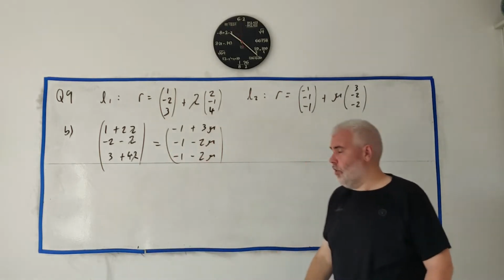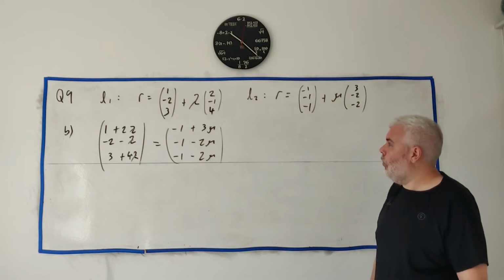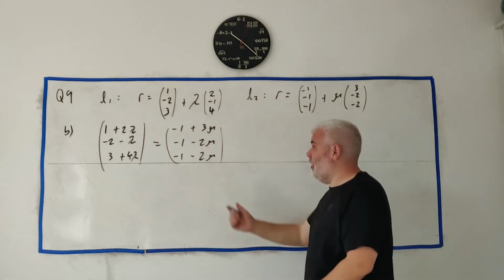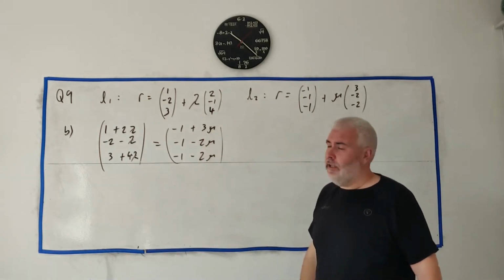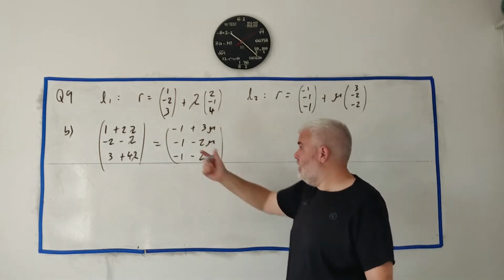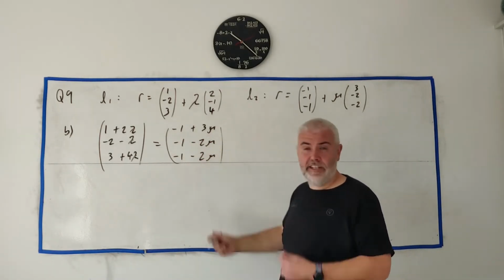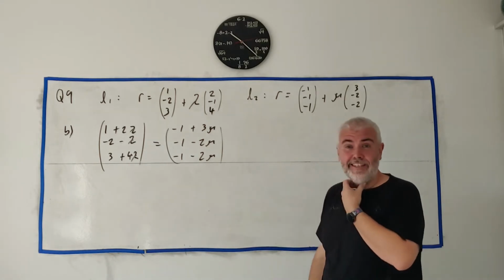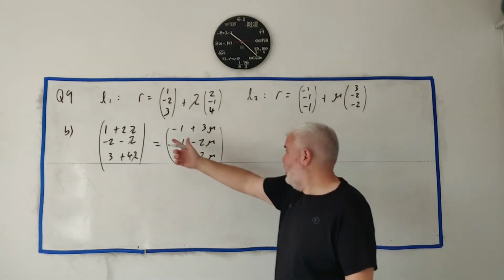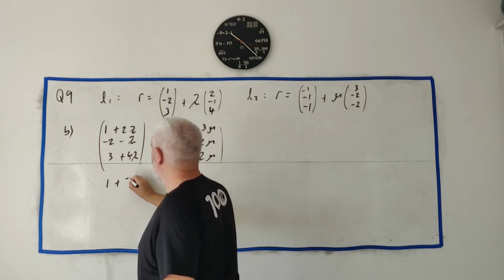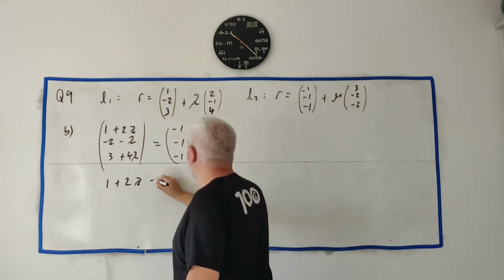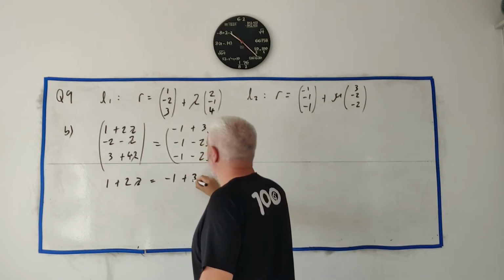Put these equal to each other. And all we have to do is solve this. It looks like one equation with two unknowns, lambda and mu, but it's actually three equations. All the i's equal each other, all the j's equal each other, and all the k's equal each other. So go ahead and solve this. We'll just take the first line here and the second one. 1 plus 2 lambda equals minus 1 plus 3 mu.